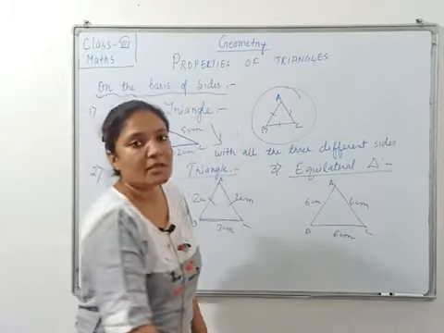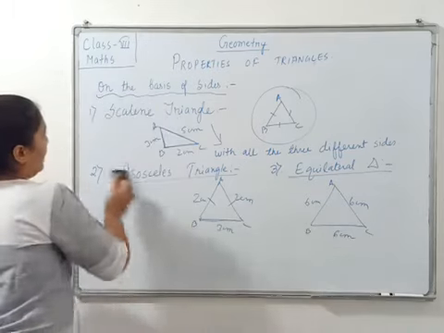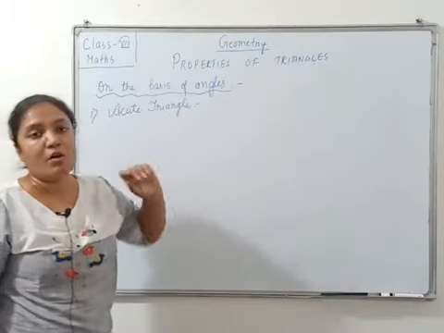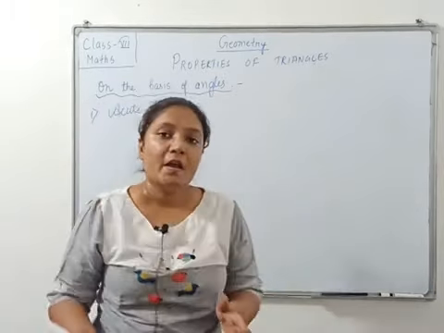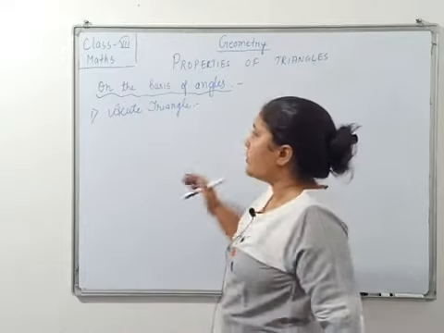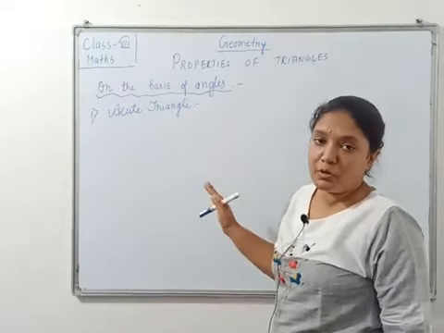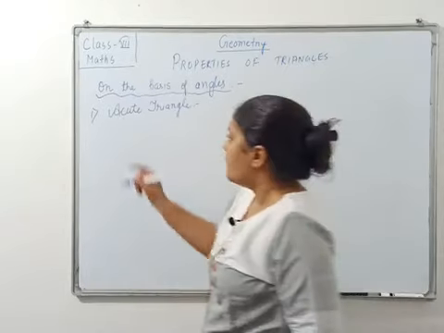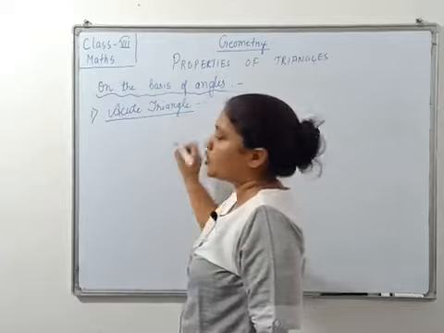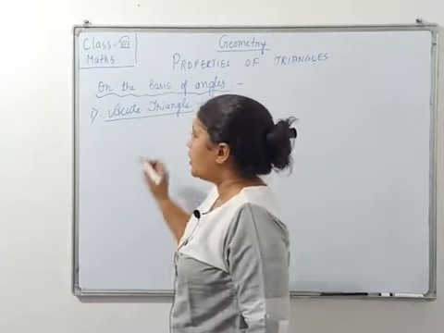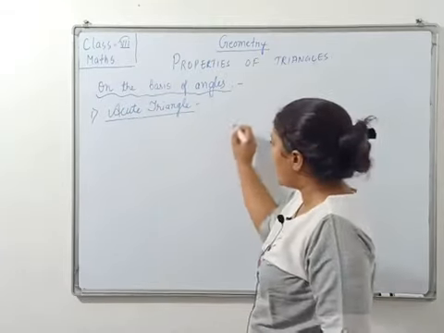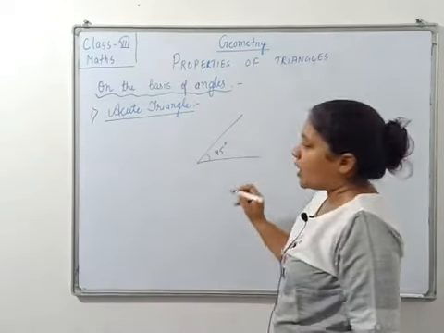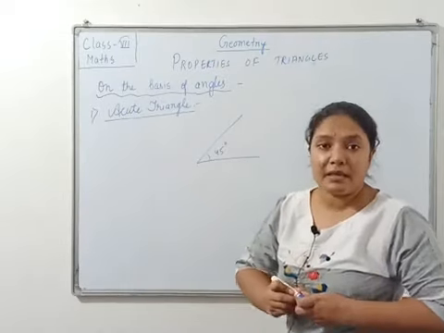Now we are going to discuss on the basis of angles. Now on the basis of angles also there are different types of triangle. As on the basis of side we came to know 3 types of triangle, now on the basis of angle, how many types of triangles are there? First one is acute triangle. Now what is this acute? We always say acute angle. Acute angle means what? If I say here this is 45 degree, acute angle means less than 90 degree.